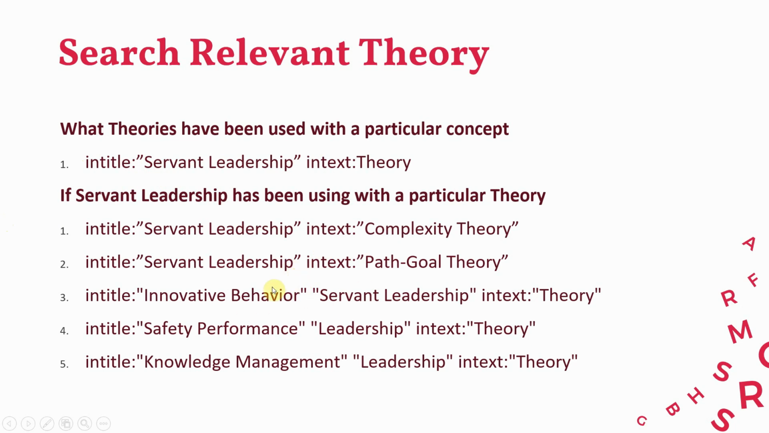If I've got two variables and I know that these are the two variables in my study, I can relate or add these two variables and add the word theory to see which theory has been used to explain these relationships. So here I see in title. So these two words must appear in the title of the paper. And this word can appear in the text of the paper. Same is the case with others. These are a few examples.